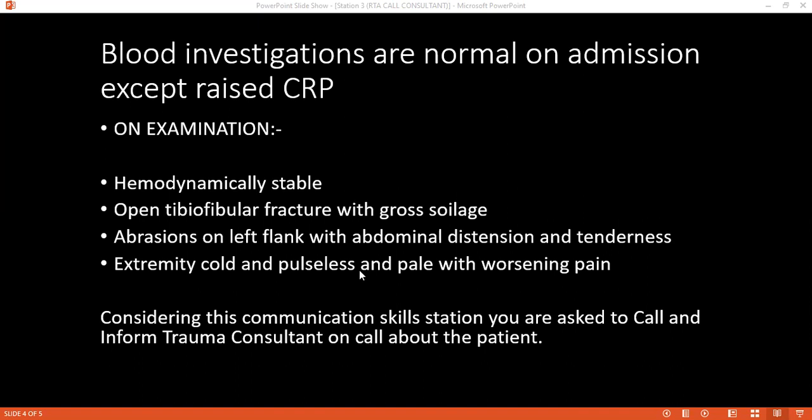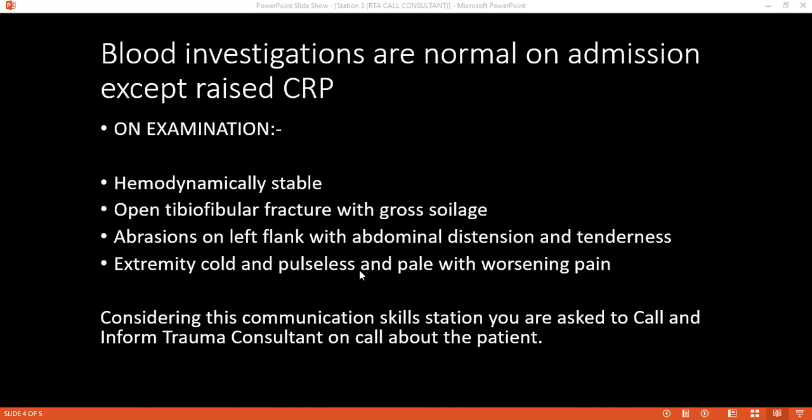Why do you think the patient needs to be involved with a general surgeon? Who would you involve in this patient? For the wound and the compartment syndrome and the rule out. Yes, for the wound and the compartment syndrome and rule out of the intra-abdominal injury.